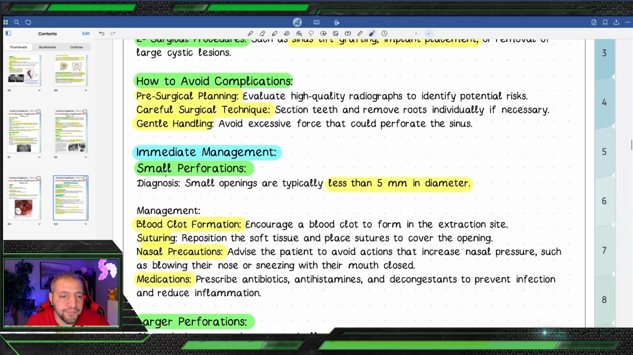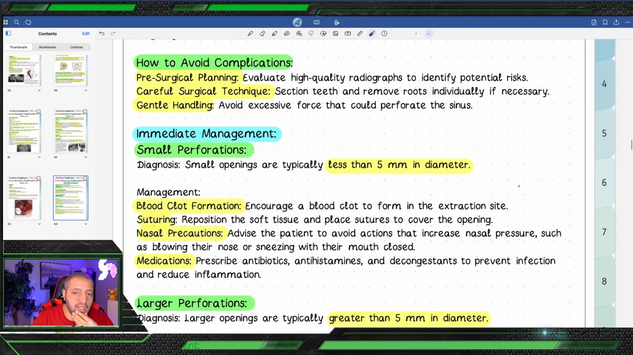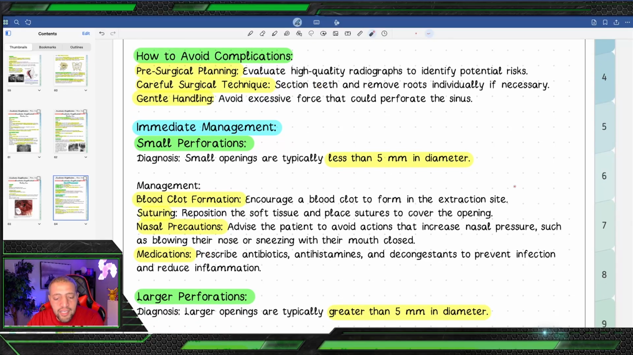Immediate management, small perforation, and diagnosis. This is important because they will ask you tons of questions in this area. So we are going to deal with the perforation according to its size. Okay, there is something called the Schneiderian membrane. This Schneiderian membrane is the soft tissue lining of the maxillary sinus itself.